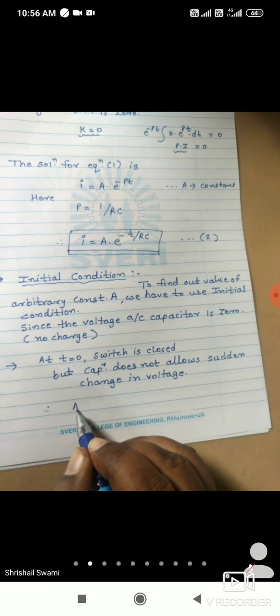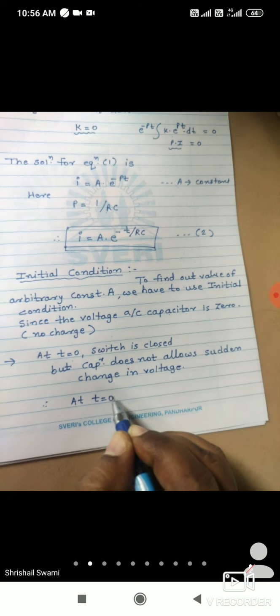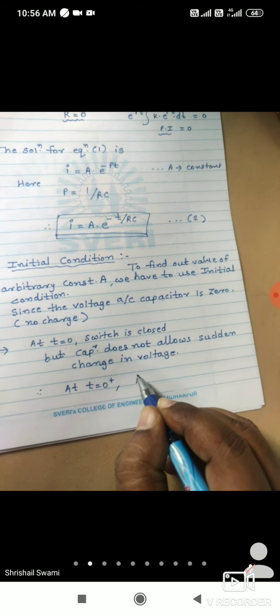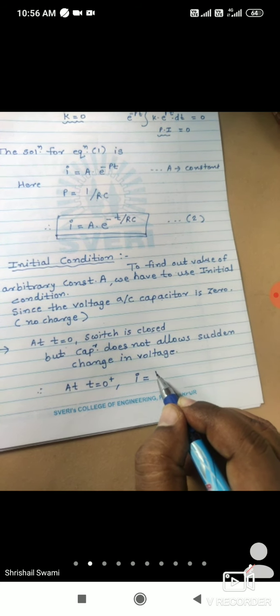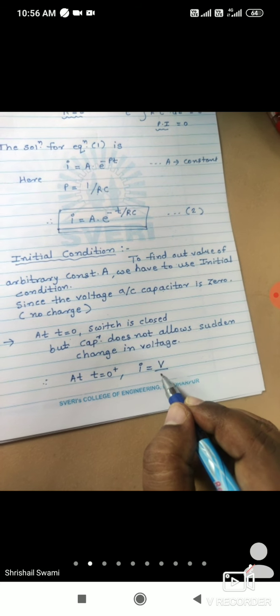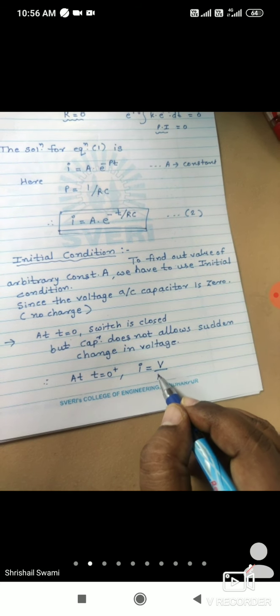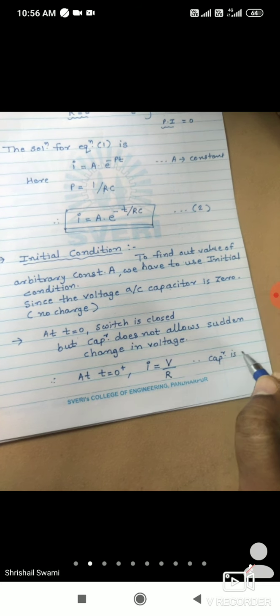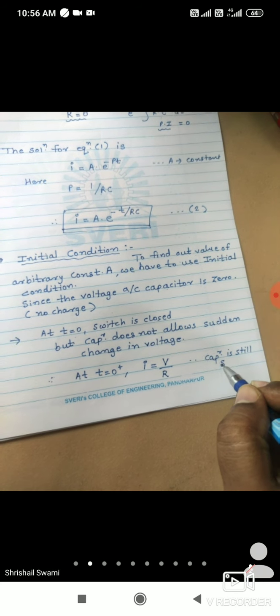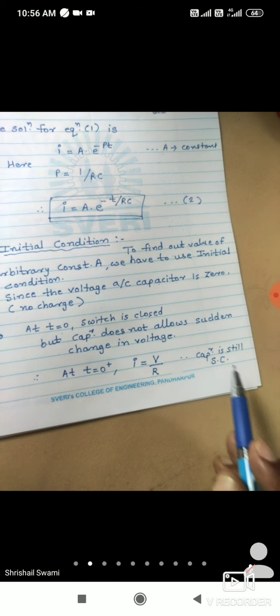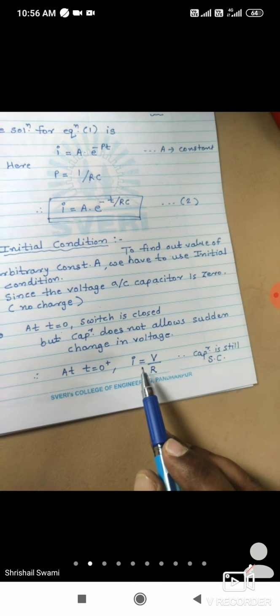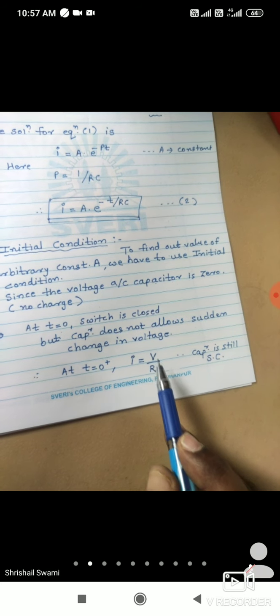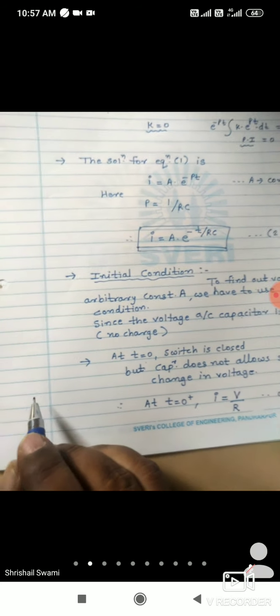So that I will write at t is equal to 0 plus, म्हणजे काही वेळापुरता, the current in the circuit is total voltage V divided by total resistance R, because capacitor is still shorted. Capacitor is still short circuited. म्हणजे काही वेळापुरतं कॅपॅसिटर हे शॉर्टच राहणार आहे. त्यामुळं करंट इन द सर्किट I इज इक्वल टू V अपॉन R. So you can draw the reference diagram here for understanding.